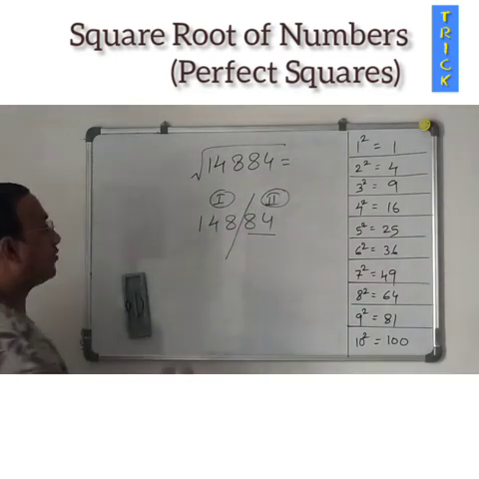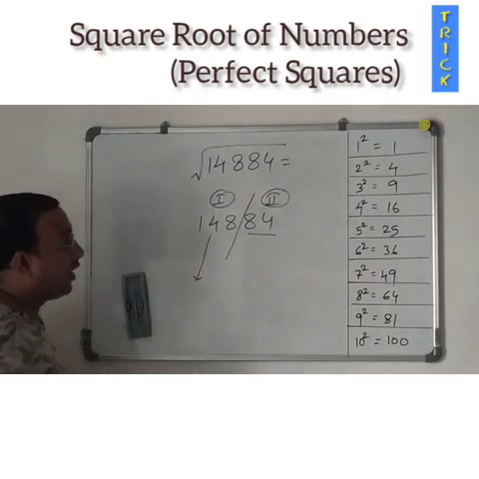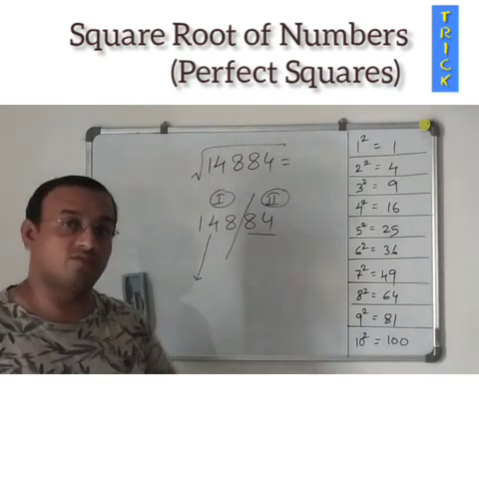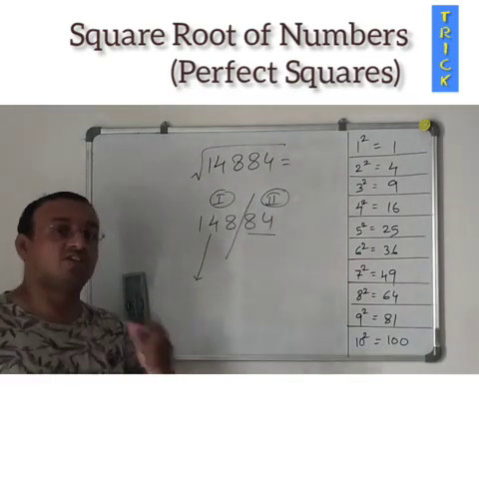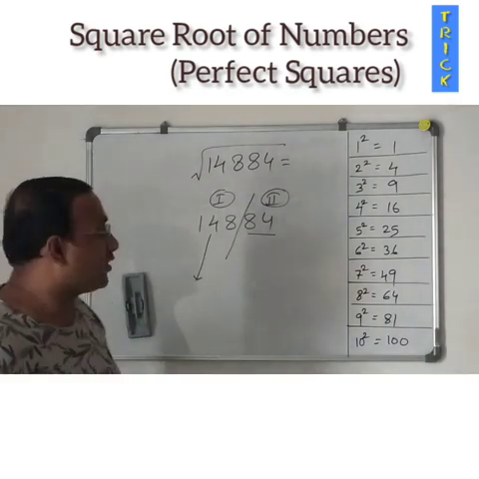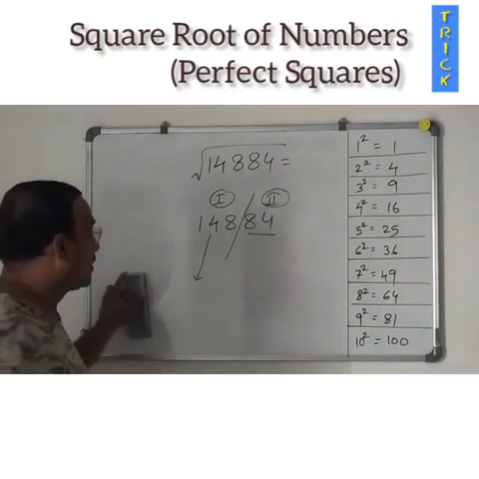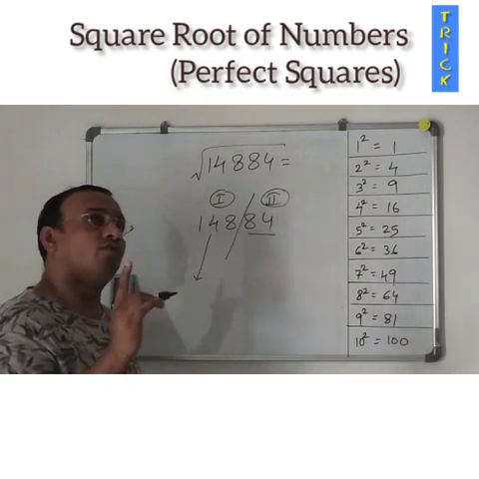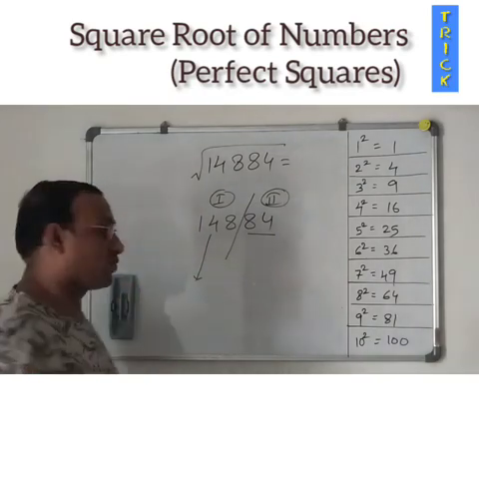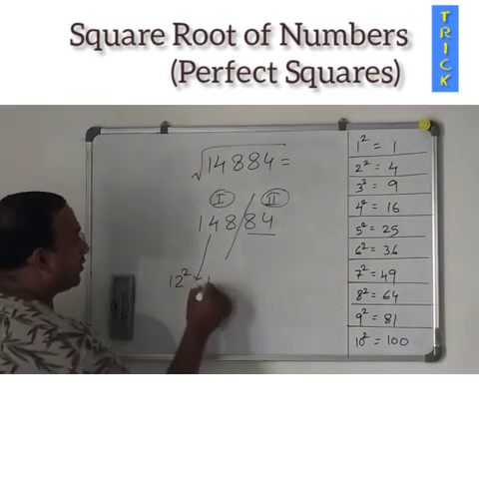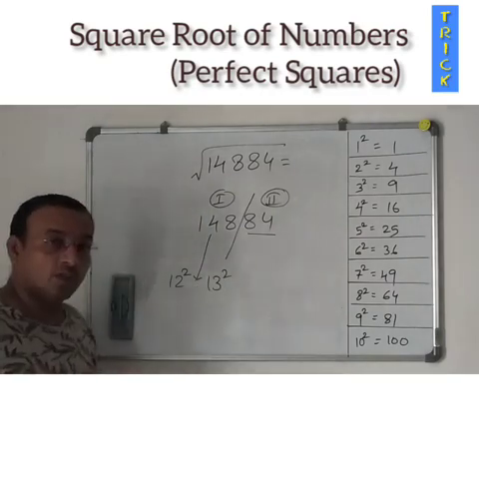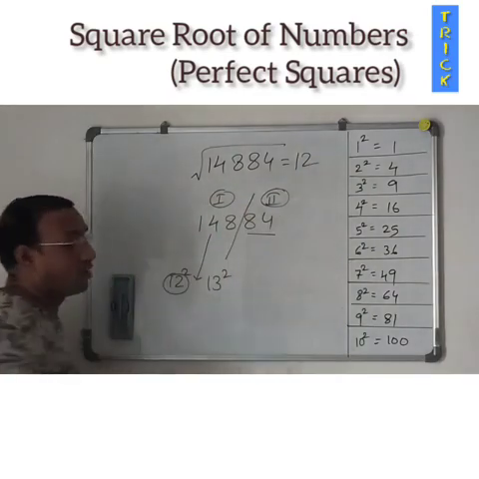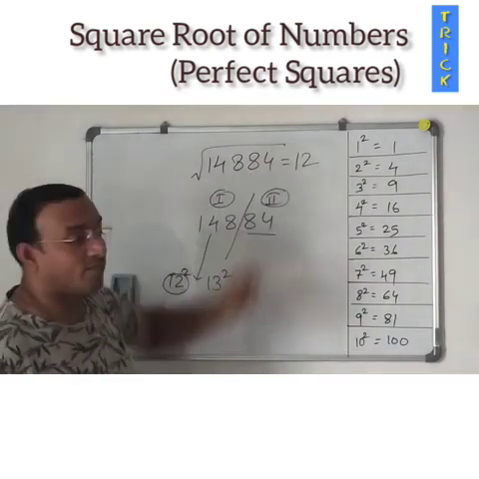Now what to do, friends? We must check between these two squares. I have only 1 to 10 squares here, but generally we must remember 1 to 20 squares, friends, in order to get our answers in just a fraction of seconds. So I have in my mind that this number lies between 144, 12 square, and 169, 13 square. So this number lies between 12 square and 13 square. In these two, which is the smaller? 12. So let us write 12 here. I got one part of my answer.